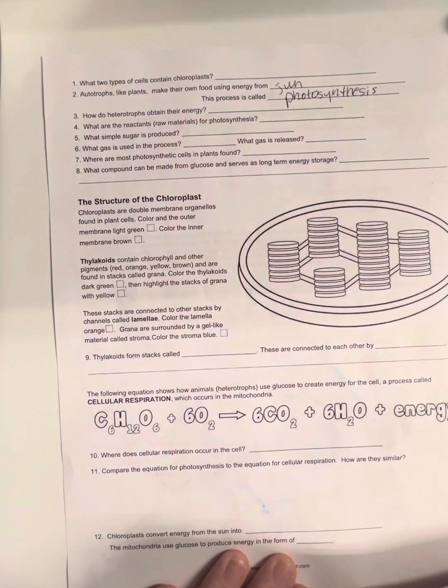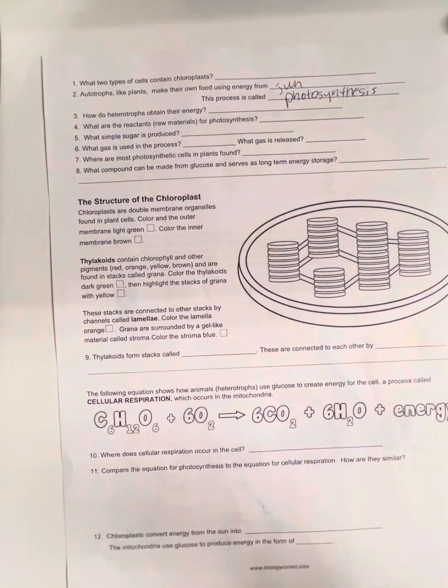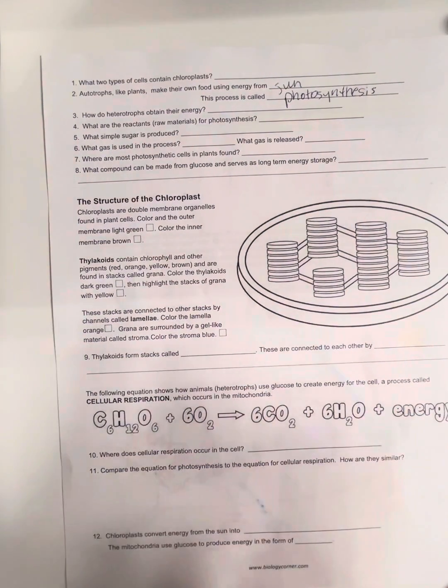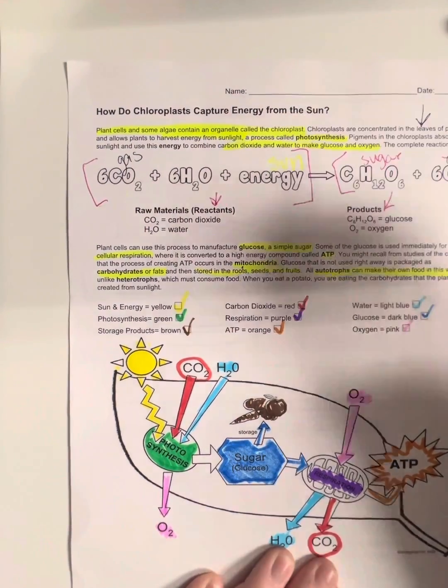Where are most photosynthetic cells in plants found? Well, it would make sense that the part of the plant that is open to the sun is going to be where the photosynthetic cells or the chloroplasts are located. And so if you think about it, what part of, for example, a tree is open to catch sun rays? If you can't remember, it is right here.